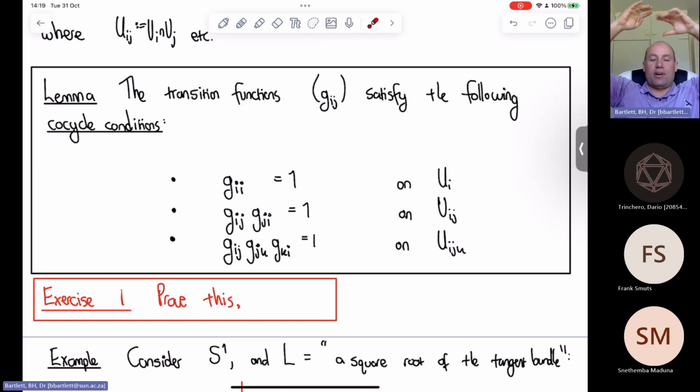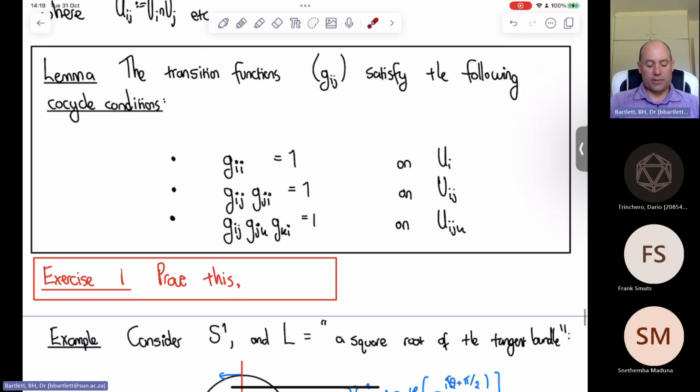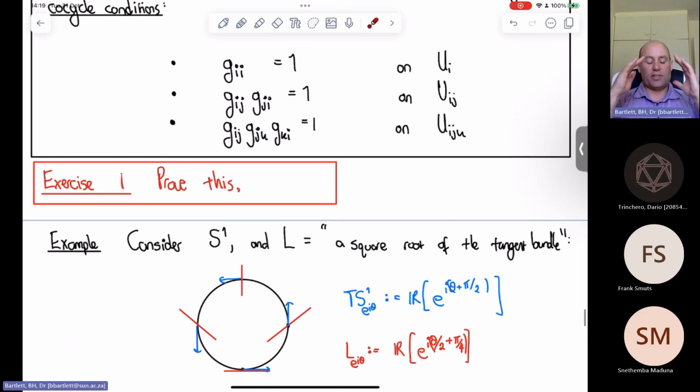Right, so from the line bundle and a local trivialization, I've extracted out these transition functions. And somehow, these transition functions capture the data of the line bundle up to isomorphism. But let's first do an example. So consider the S1. It's a nice manifold, right?